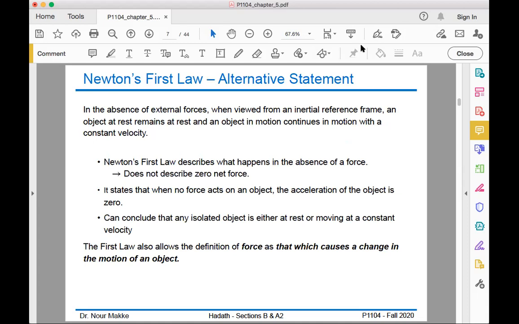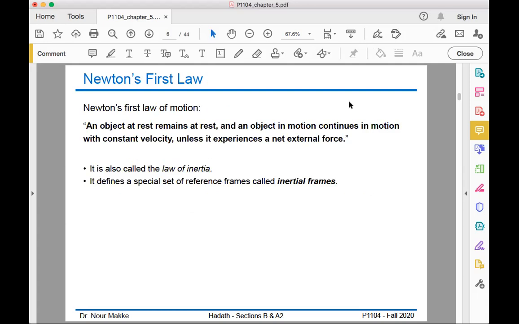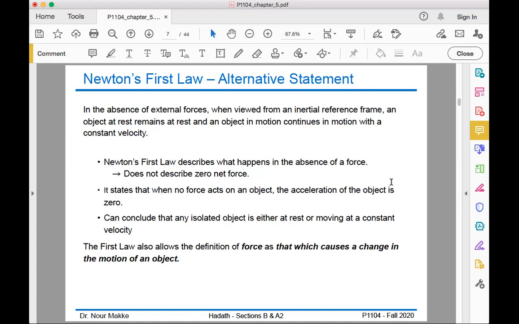An alternative statement of Newton's first law means that in the absence of external forces, when viewed from an inertial reference frame, an object at rest remains at rest, and if it is in motion, it continues in motion with a constant velocity. And this Newton's first law actually introduces a new concept, which is the force you see here. It says, unless it experiences a net external force. So this is number one. Here we introduce the force concept.